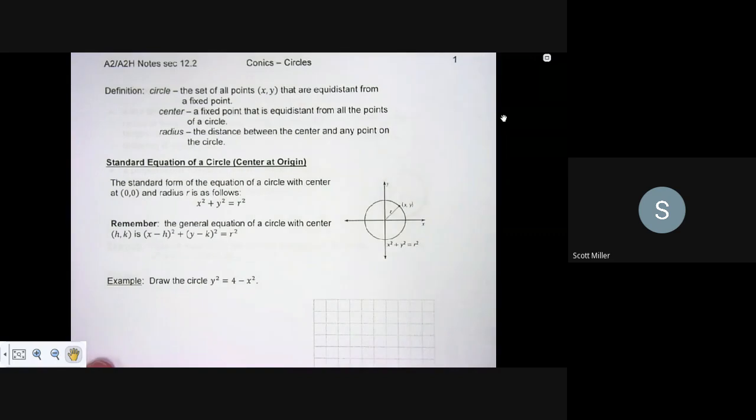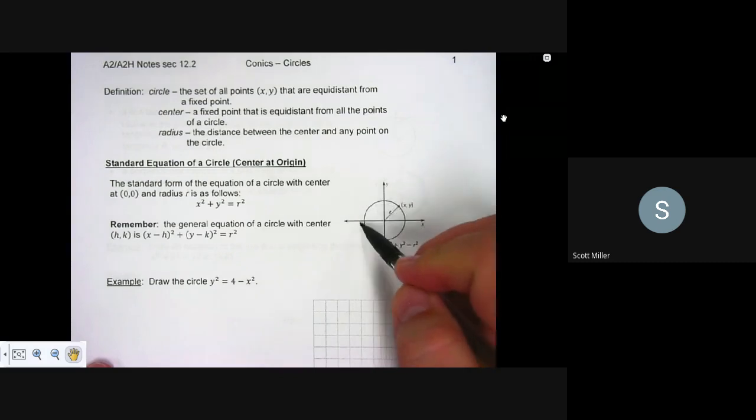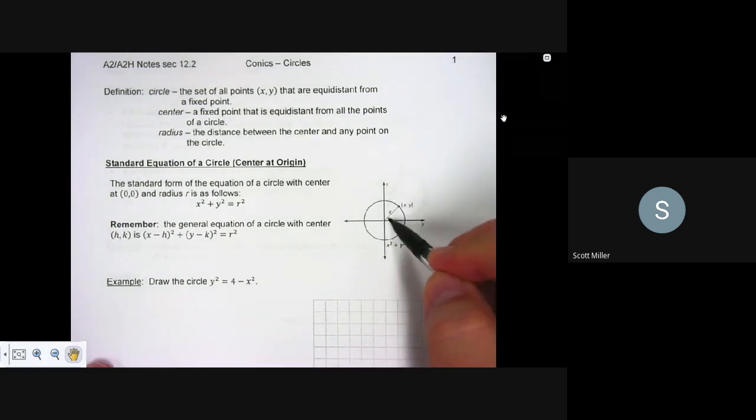So in this little picture down here, the center in this particular example is at the origin. All the points that are the same distance from that point, a distance of r from the center point, form this circle.